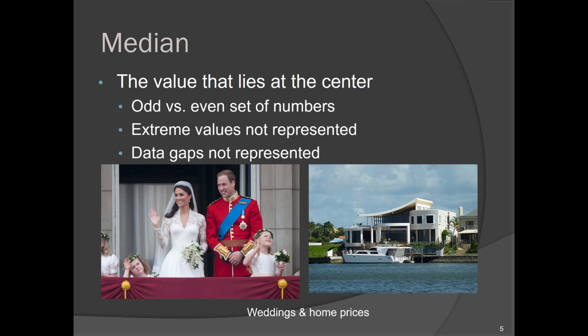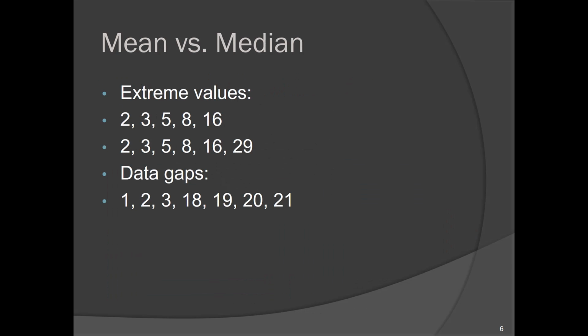If you have an even set of numbers, you just take the average of the middle two. So you sort your numbers. If there's an odd number, you just take the middle number. If it's an even set of numbers, you just take the average of the two. But your descriptive statistics will also give you the median. And again, data gaps are not represented. So for things like weddings and home prices, your wedding planner or your realtor might just give you the median instead of the mean. Okay, so this just kind of demonstrates extreme values.